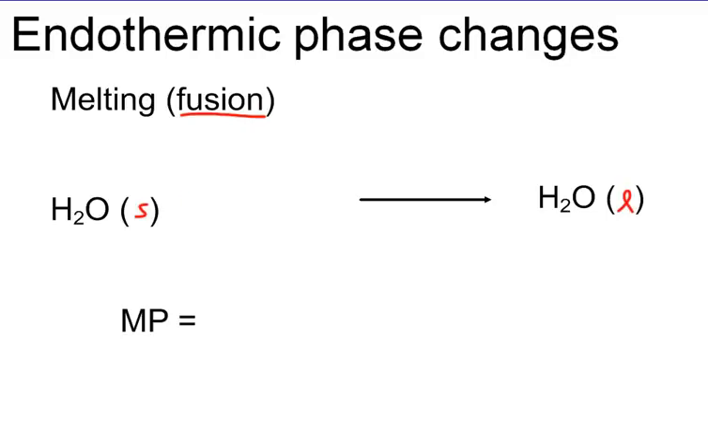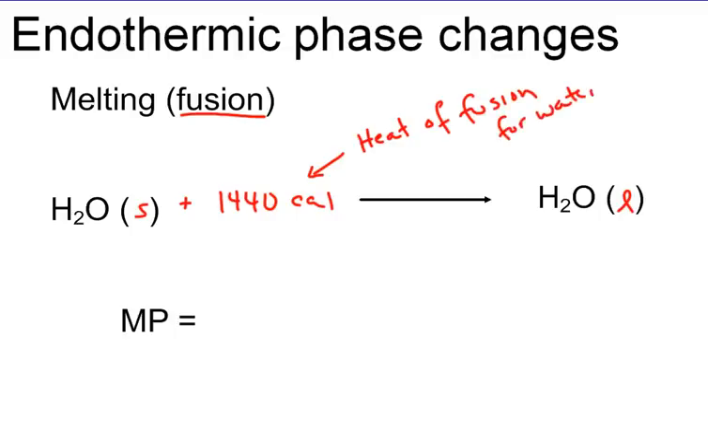You have to add energy to that. And I'm going to tell you that specifically, there's a very specific amount of energy that is required to take 1 mole of ice and turn it into 1 mole of liquid water. It takes 1,440 calories of energy to do that. So this number is called the heat of fusion for water, how much energy it takes to melt 1 mole of ice. The melting point for water, that this phase change will happen at, of course, is 0 degrees Celsius. We just saw that on the heating curve.